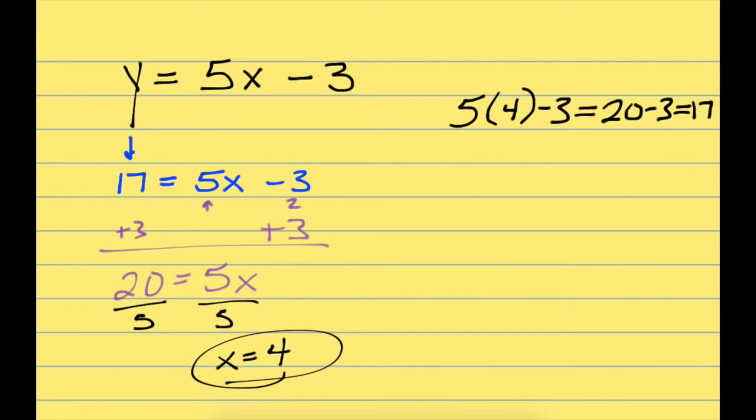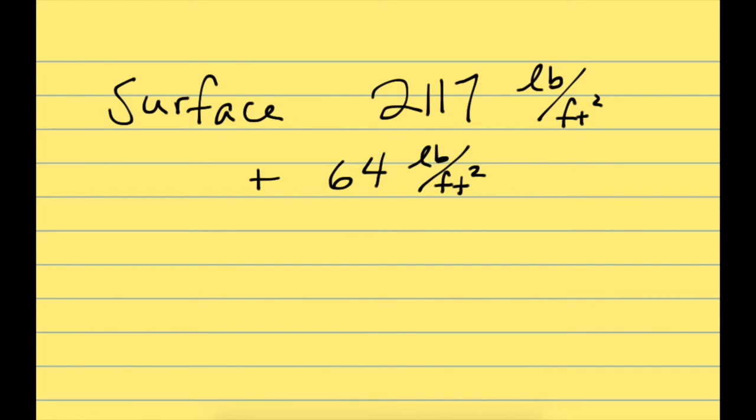Let's look at a word problem. As a scuba diver descends into deeper water, the pressure of the water on the diver's body steadily increases. The pressure at the surface of the water is 2,117 pounds per square foot. The pressure increases at a rate of 64 pounds per square foot for each foot the diver descends.